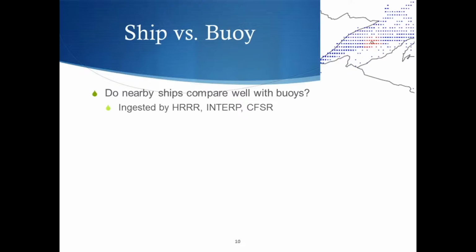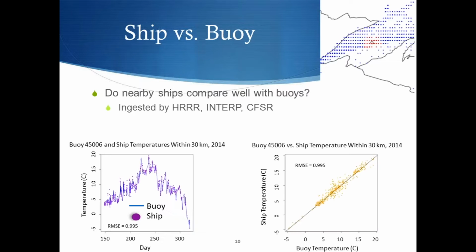So I'll start with the ship versus buoy. We wanted to know, do nearby ships compare well with buoys? And one of the reasons is because HRRR, interpolated meteorology, and CFSR all ingest buoy data. And so we figured if the ships don't agree well with buoys, they probably won't agree well with any of these other sources. And also buoys are a good source of open water observations, so it's nice to compare with for ships, which are also open water.